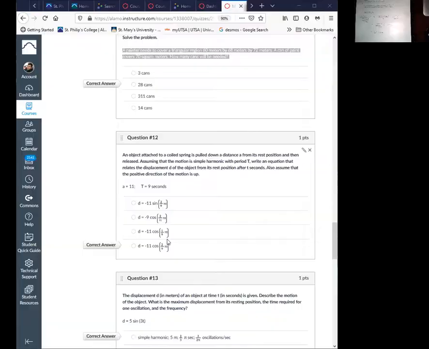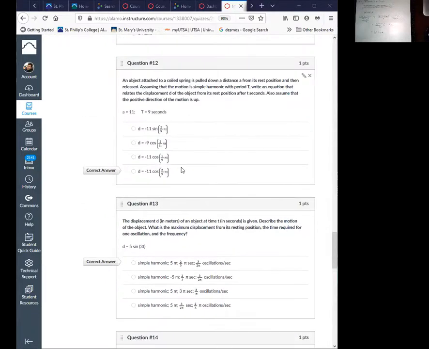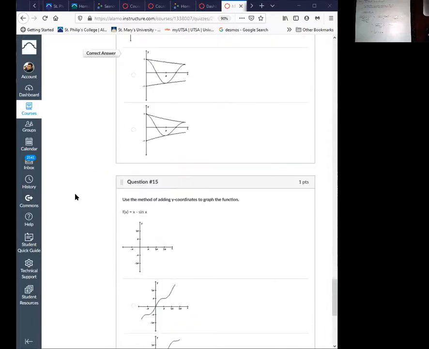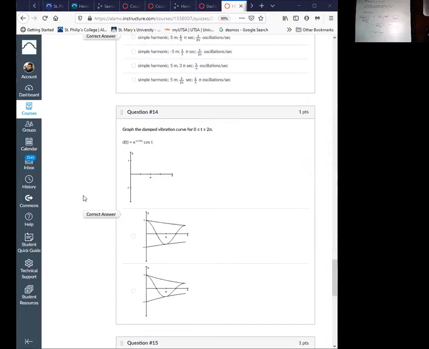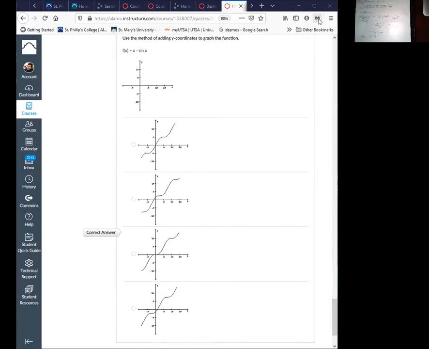Okay, so 12 and 13, don't worry about those. If you see something about displacement or whatever on the test, just don't worry about it. Just skip them. What was it? Let me write it down. You said 12 through 14. Yeah, that's right. 15 is just a graphing question, so I'll leave that on there.